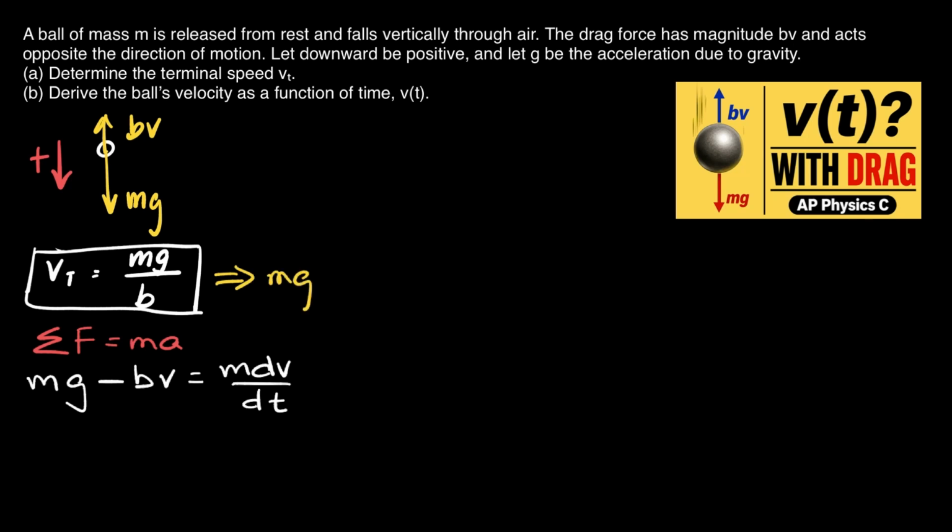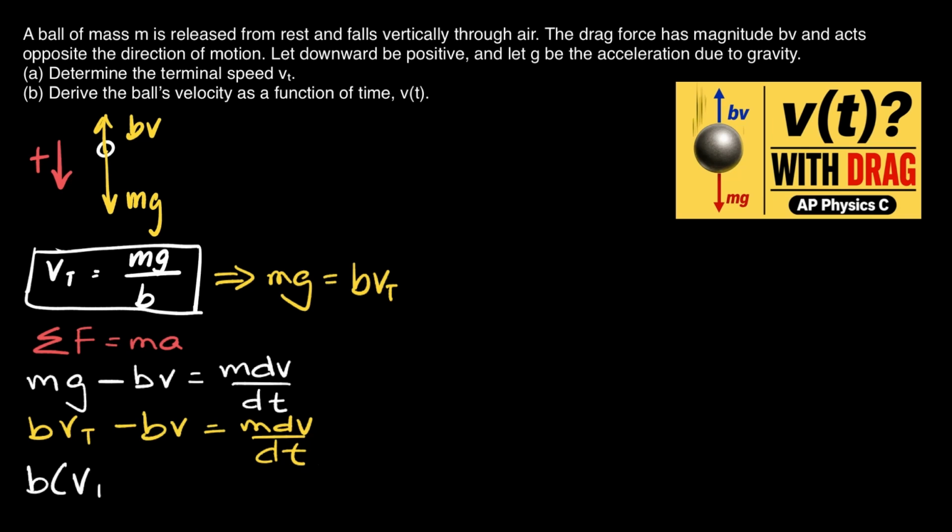Also, from part A, we found that mg is equal to b times the terminal velocity. We can now substitute that into our equation. So then we get b times the terminal velocity minus bv is equal to m dv over dt. Factoring out b, we get b times (vt minus v) is equal to m times dv over dt.